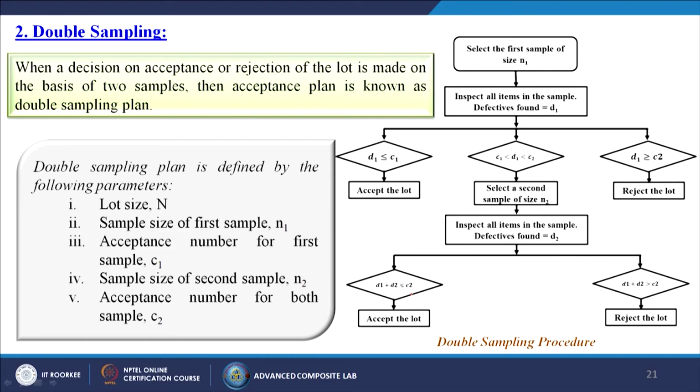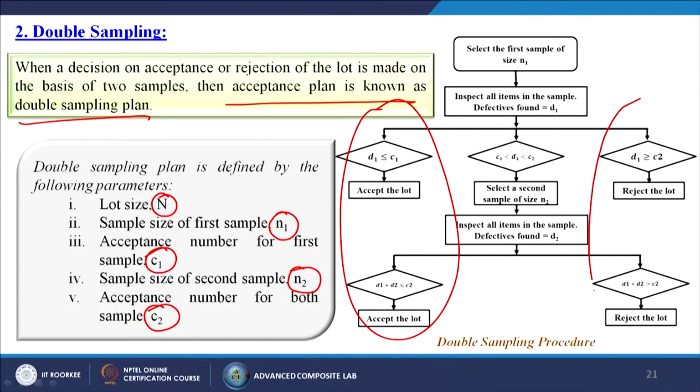Next is called double sampling. When a decision on acceptance or rejection of the lot is made on the basis of two samples, then the acceptance plan is known as the double sampling plan. So, the double sampling plan is defined by the following parameters. One is the lot size, capital N, sample size of first sample, small n1, acceptance number for first sample, small c1, sample size of second sample, small n2 and acceptance number for both samples, small c2. So, in this particular case you can see there is one way here, another way is here. So, that is why it is called double sampling.